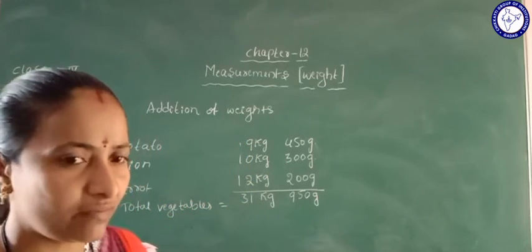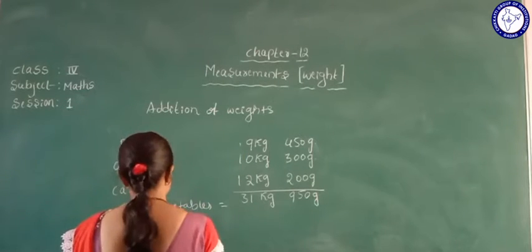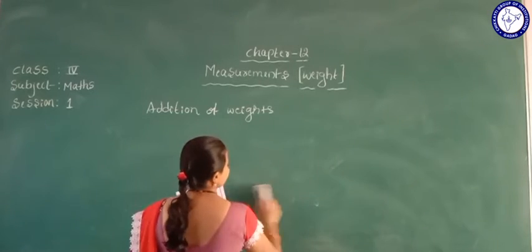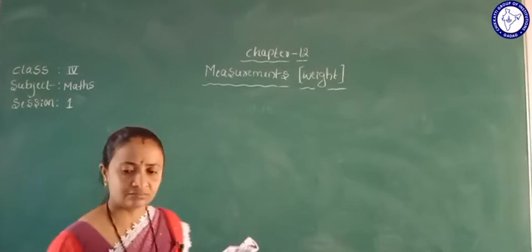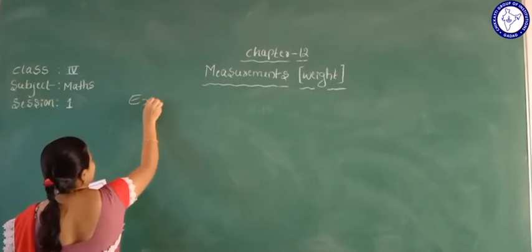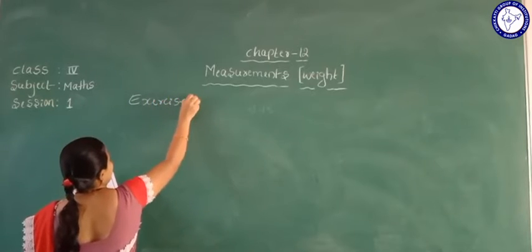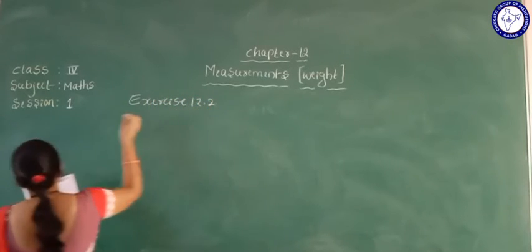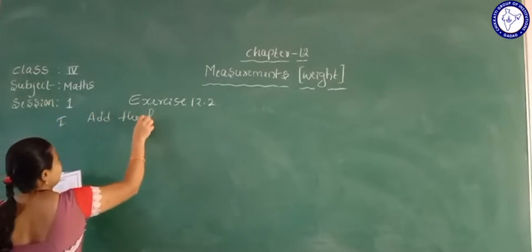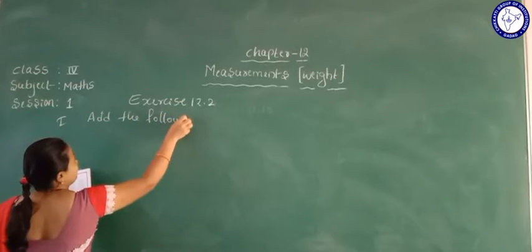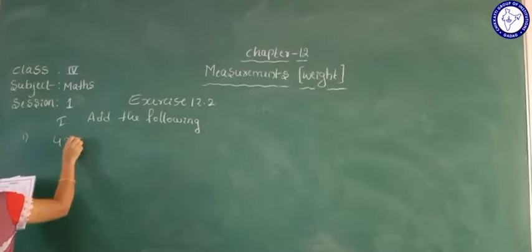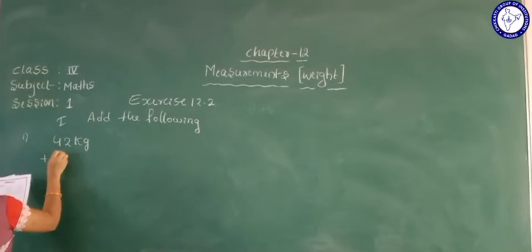Yes, students, understood that one? Okay, next we are going to see Exercise 12.2. Yes, first one is given here. Add the following. First one given here is 42 kg plus 58 kg.